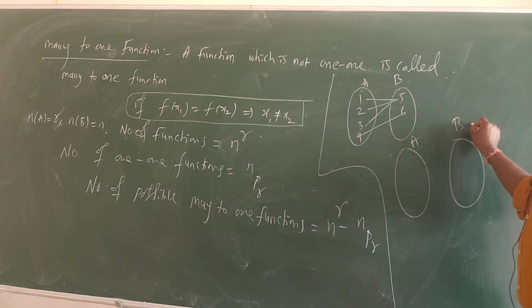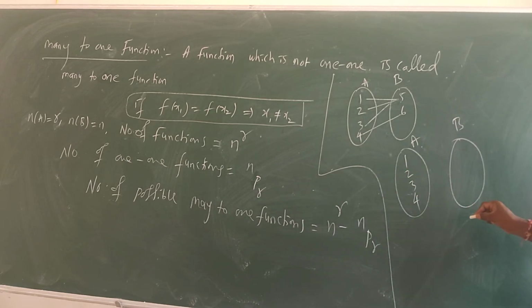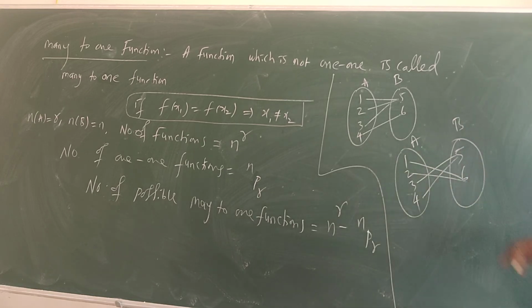A, B, 1, 2, 3, 4, 5, 6, 1, 6, 2, 6, 3, 4, 4, 5. Sorry, 3, 5, 4, 5.